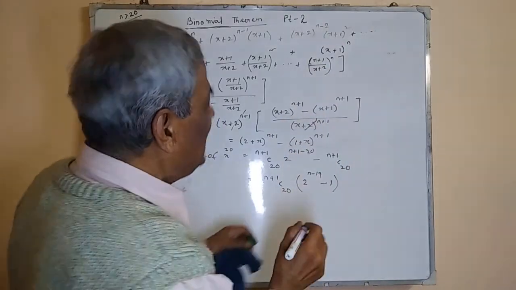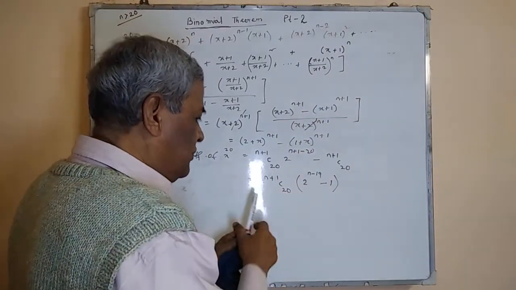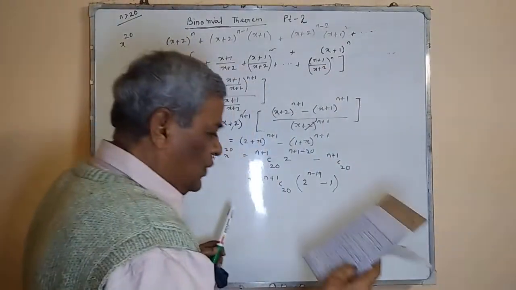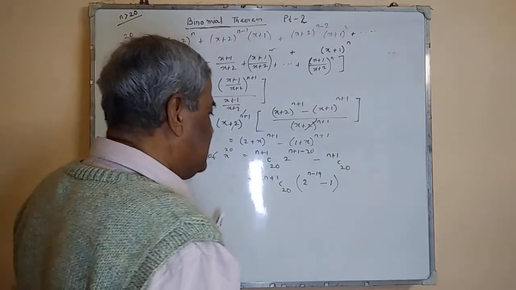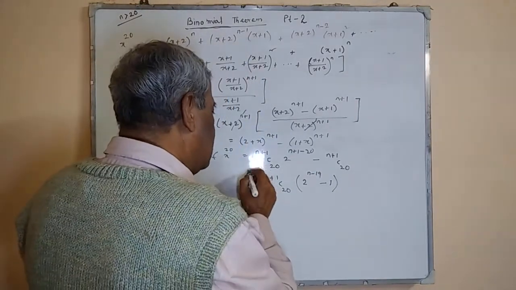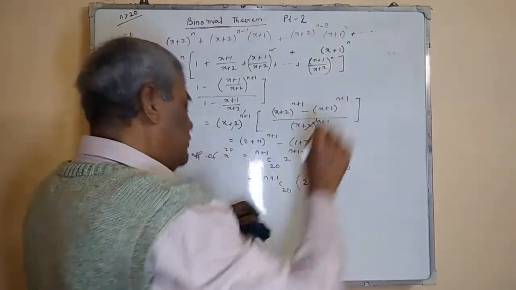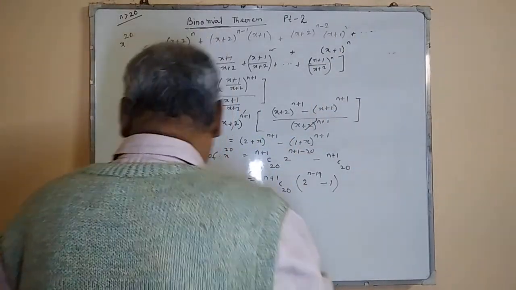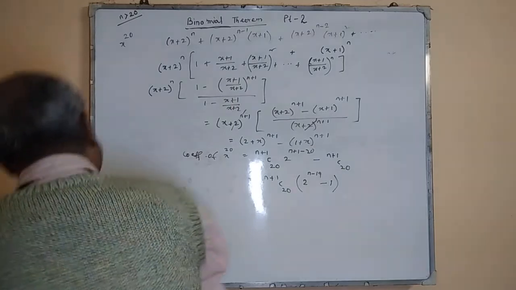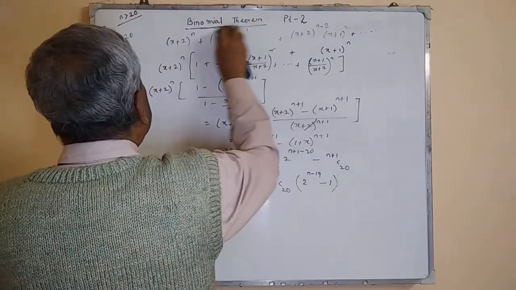Oh, the option is not given. Anyway, this is one of the options. Just one minute. Yes, the answer is that. So this is our answer, and there are four options. I forgot to write them. So next problem now.